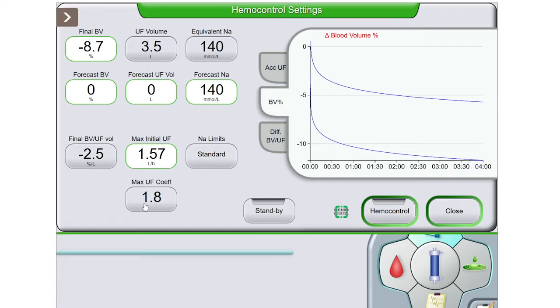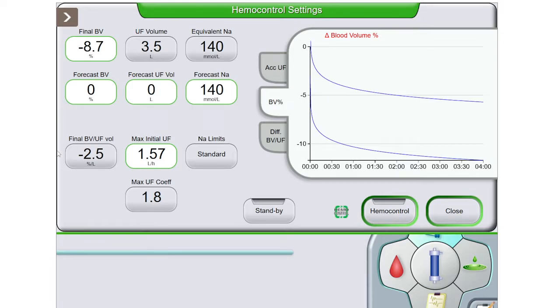Again, remember, this means that this is pulling 1.8 times, almost 2 times as hard as if you were doing a linear pull, and it is a large UF volume of 3.5 liters. So our max initial is 1.57. Unless we know this patient quite well and we know that they tolerate these large maximum initial UFs, I would be quite reluctant to utilize such a high coefficient. This is just my 2 cents. But as I said, especially if you're learning HemoControl, just starting off, I would recommend starting at 1.5 or lower.